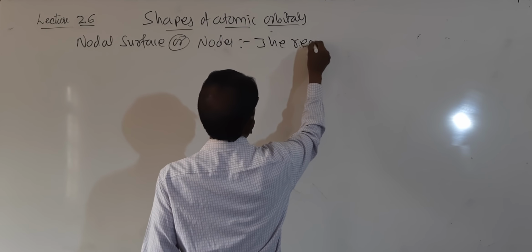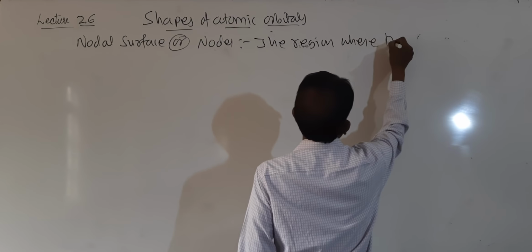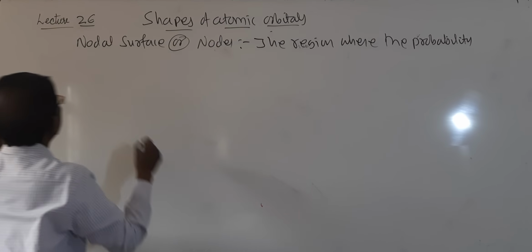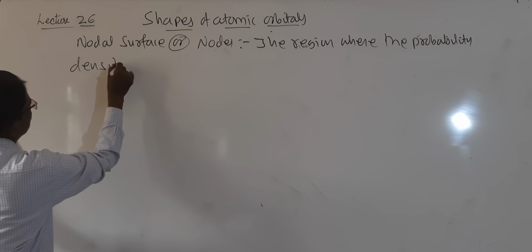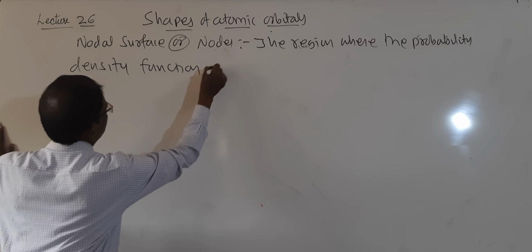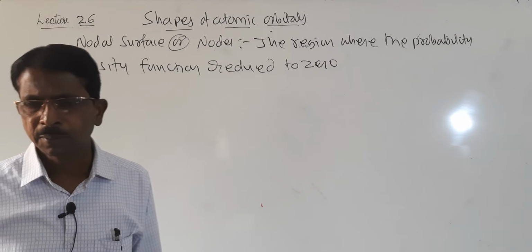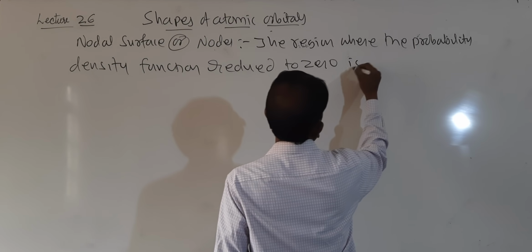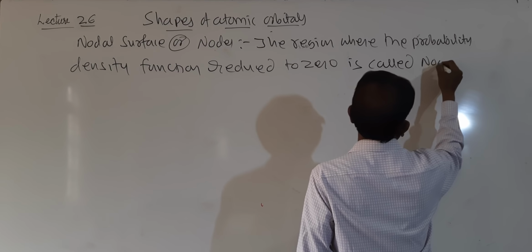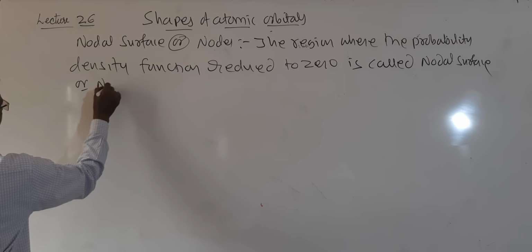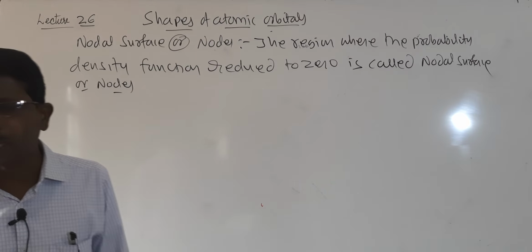Nodal surfaces are nodes. The region where the probability density function reduces to 0 is called a nodal surface or node. You may define it in another way.